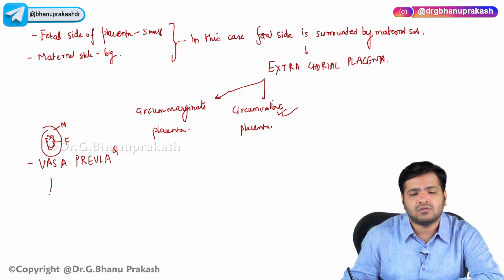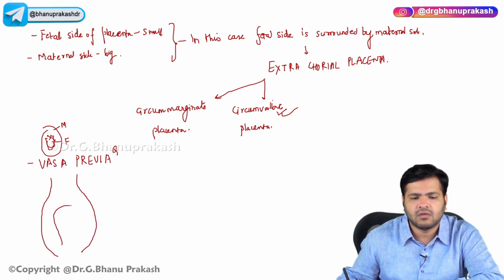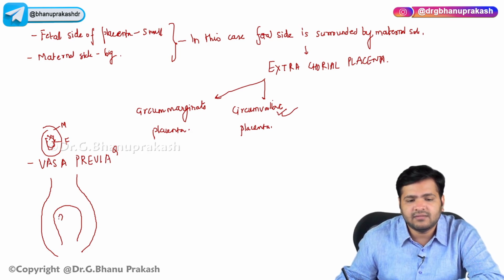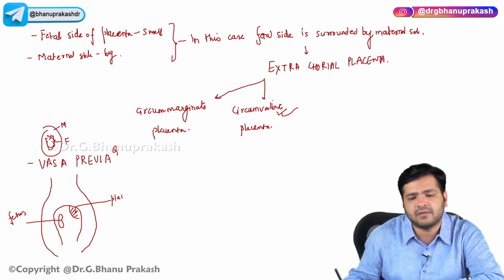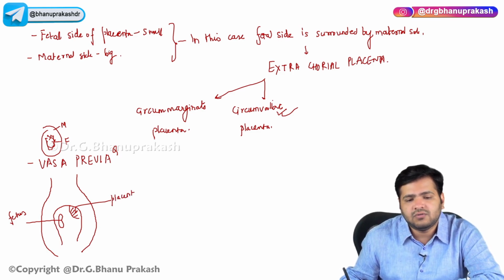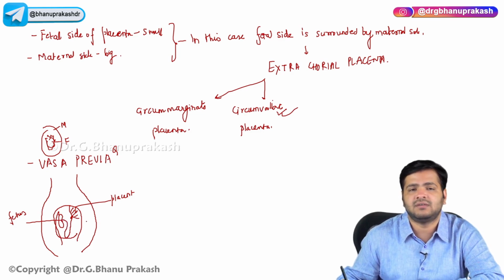Let's now talk about the vasa previa. You already know this is the uterine cavity, and let us suppose this is the developing fetus, and we have the placenta over here. Now, you already know the developing fetus is covered by a membrane. The placental cord is first attached to the membrane and then it is attached to the fetus, right?